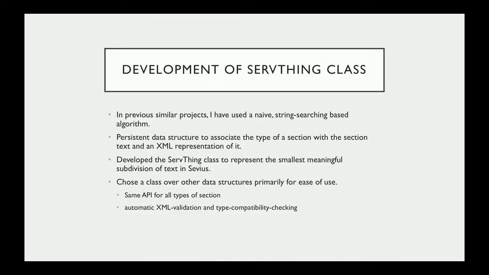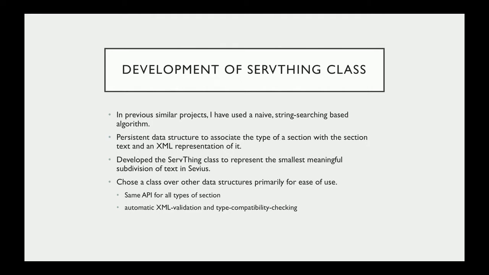In previous similar projects, I've used a naive string searching based algorithm. However, I quickly realized that such a simple method would be insufficient for processing a complicated text with variable internal structure like Servius. I needed a persistent data structure to associate the type of a section with the section text and an XML representation of it. I considered other options, including Python dicts or lists, before settling on a class. I developed the ServThing class to represent the smallest meaningful subdivision of text in Servius. I chose a class over other data structures primarily for ease of use.